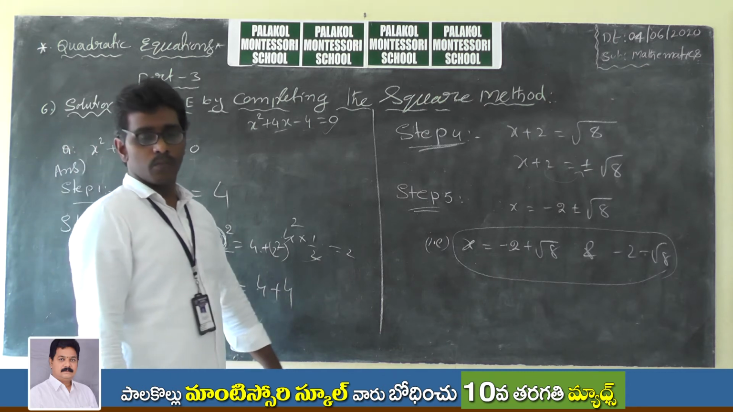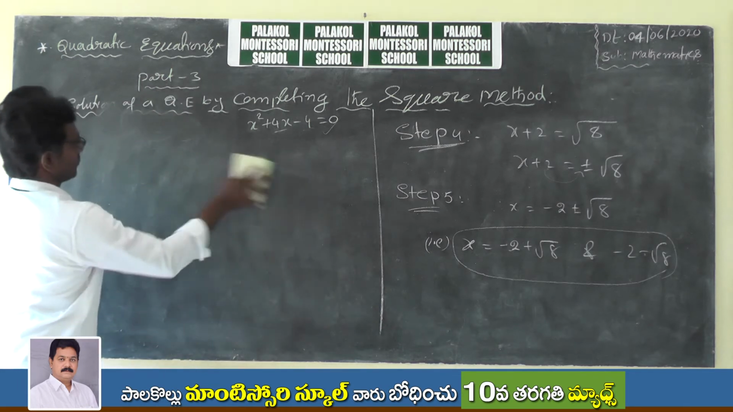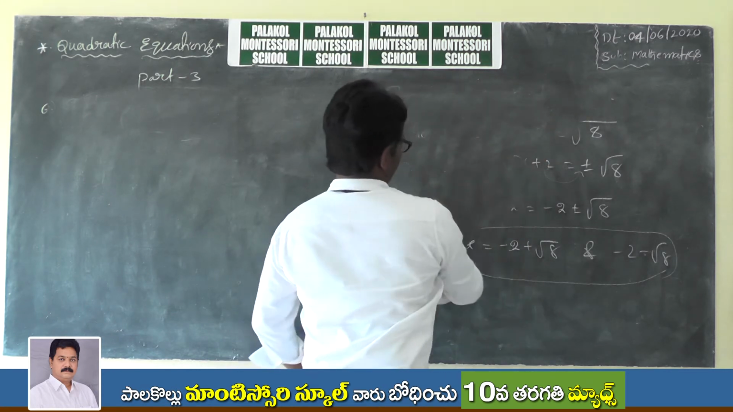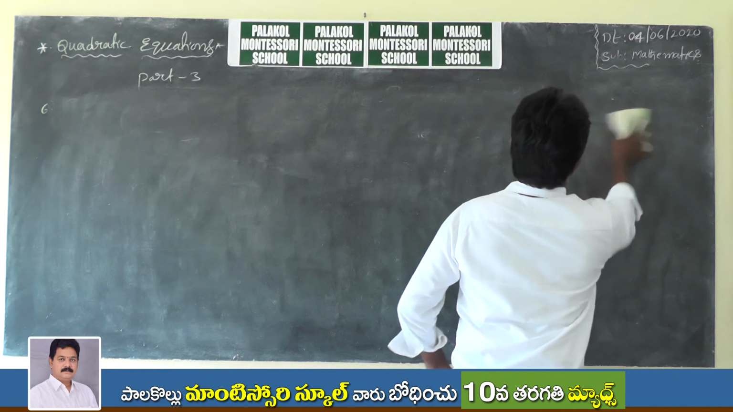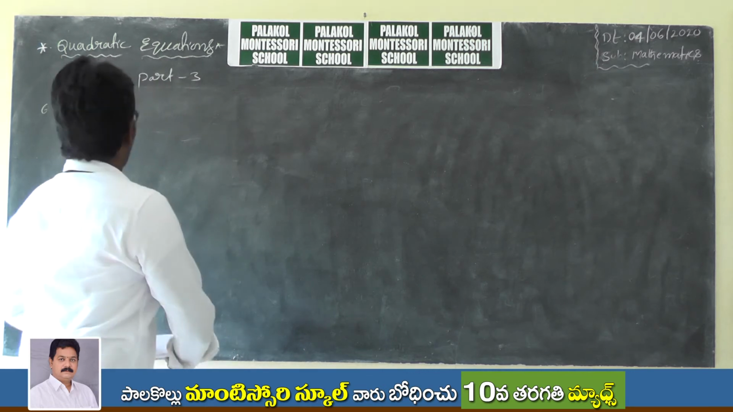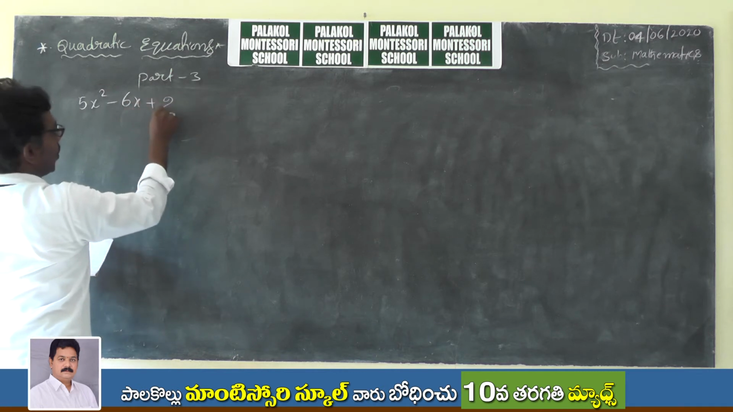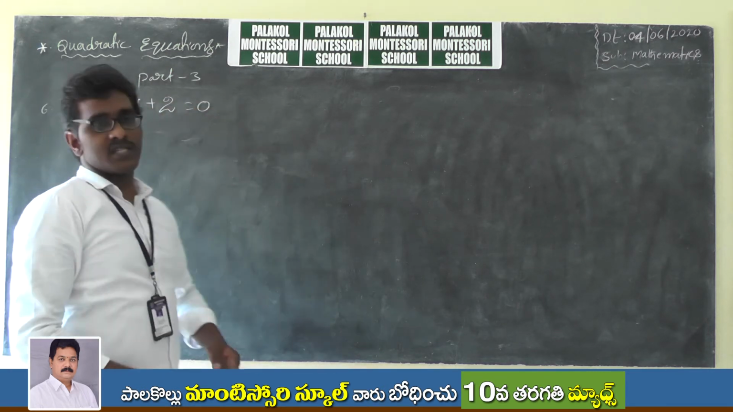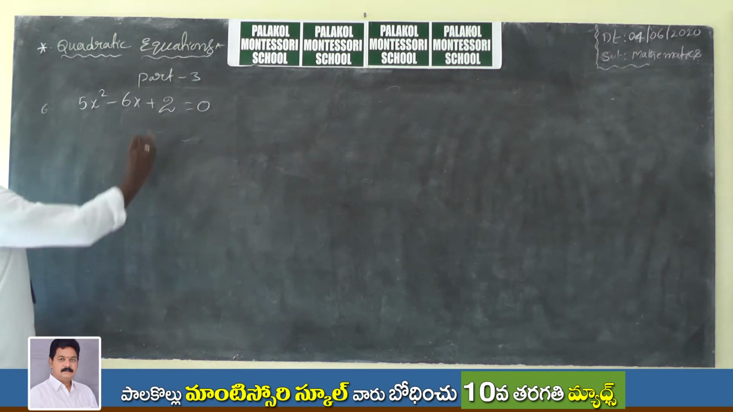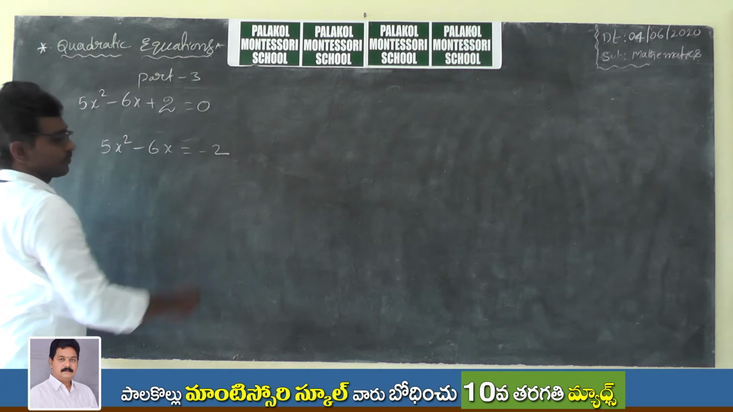Okay guys, I will do one more sum in this method. 5x square minus 6x plus 2 is equal to 0. What is step 1? Move the plus 2 to that side: 5x square minus 6x is equal to minus 2.